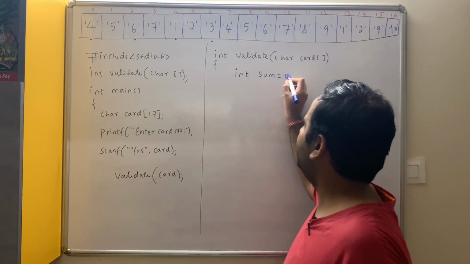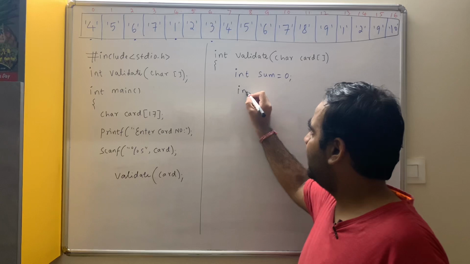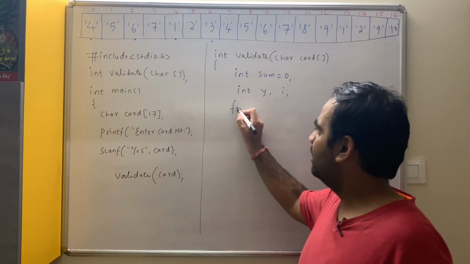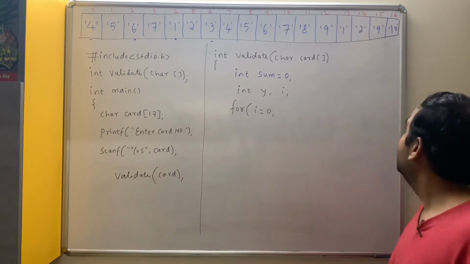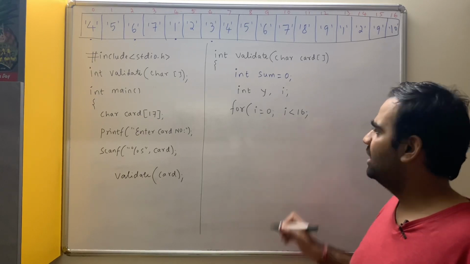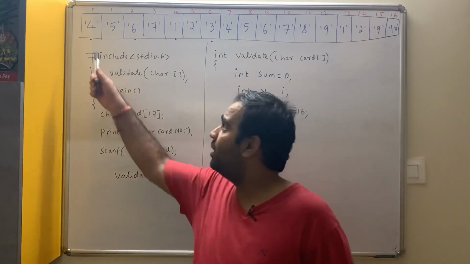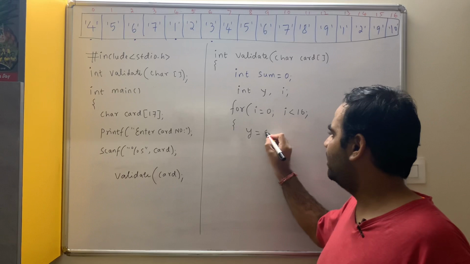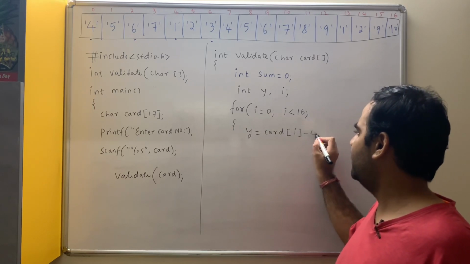And at the end we need to find the sum as explained. Therefore we say int sum is equal to 0, and let me take one variable int y, and I. Now for the value of I starts from 0, it goes up to 16, therefore I is less than 16. Now we will see the updation in some time. The first thing is to convert this character 4 to an integer. How do I convert? y is equal to card of I minus 48.